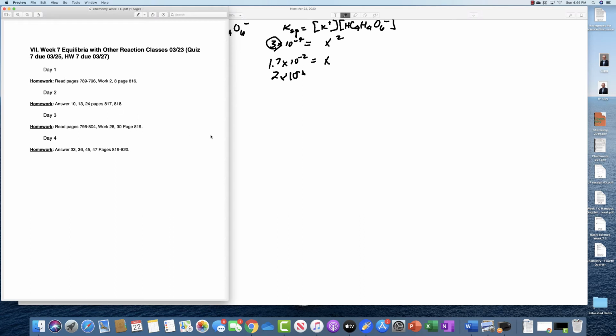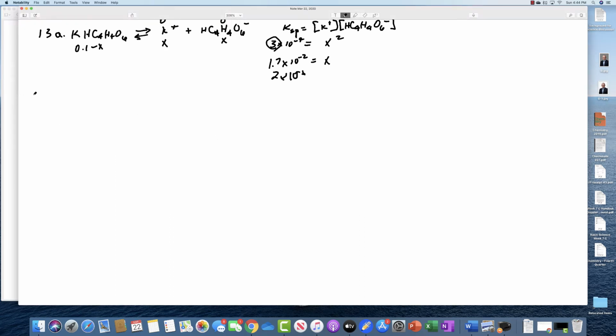The next problem is problem number 24. Problem 24 states the following. Perform the following calculations. Calculate the silver concentration in a saturated solution of silver bromide. Well, you've got silver bromide. It's going to be silver plus bromide. Quite honestly, it's very similar to this. The KSP is going to equal silver ion times bromide ion.